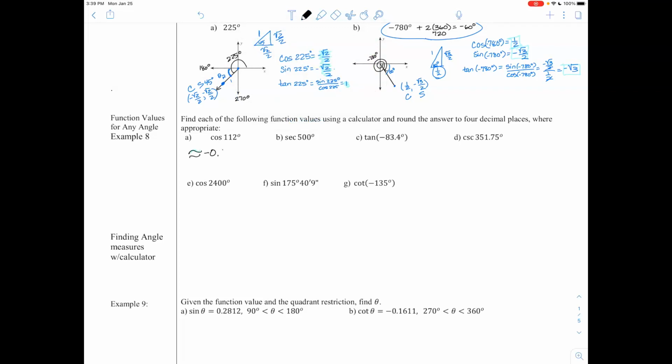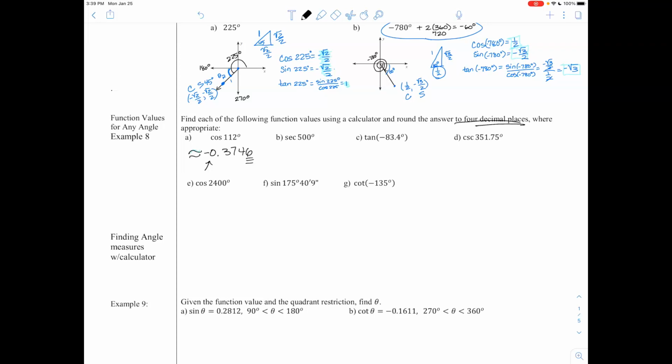negative 0.3746. Let me just mention on your homework, if you don't put a 0 in that place, the 1's place, when there's not a value there, it's going to be marked wrong. And 4 decimal places, even if the number in the 4th decimal place is a 0, put it. If it says 4 decimal places, go to 4 decimal places.